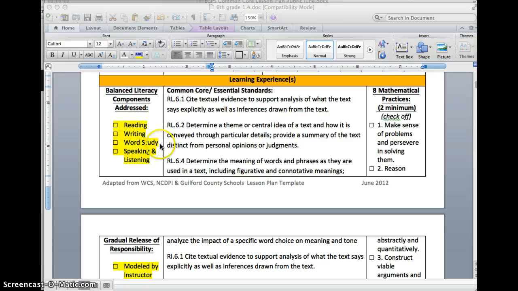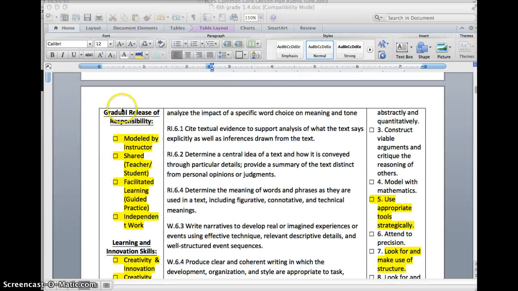Word study, I like to explain as like Latin root word derivatives or prefix, suffix, breaking down words. Speaking and listening is a lot of the group work we see with kids talking back and forth to each other. This may be the most important, and for lateral entry teachers, I think this is the hardest to remember.